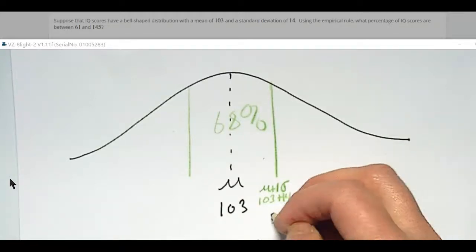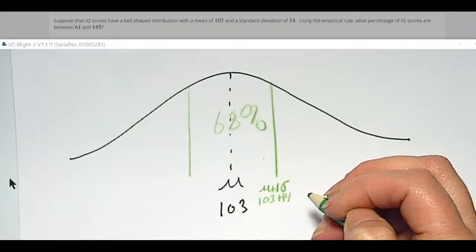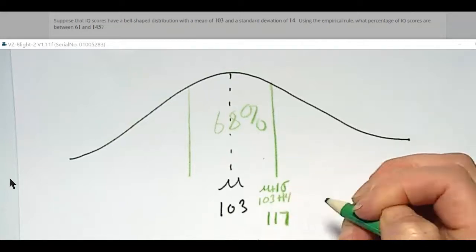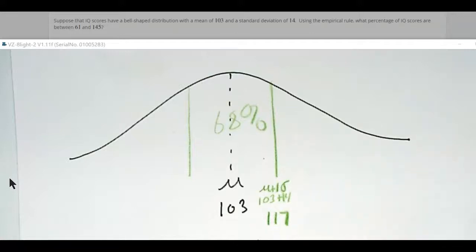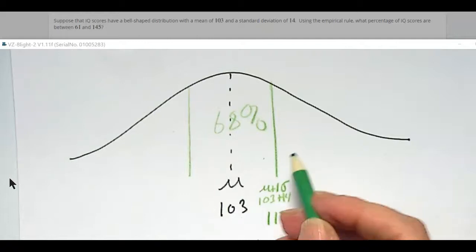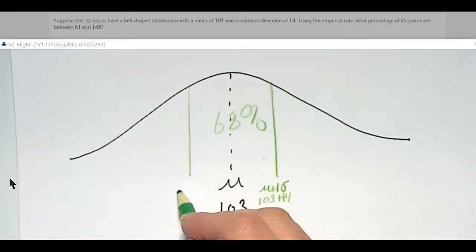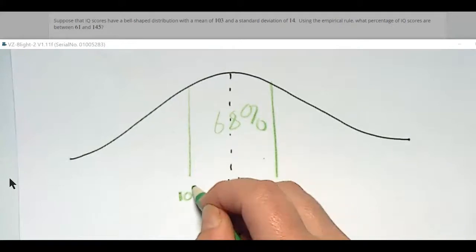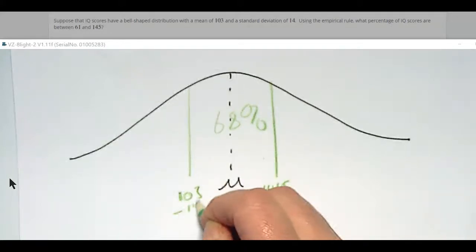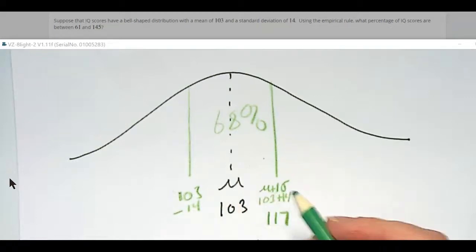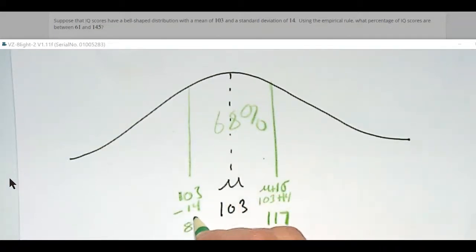Oh my lord. 117. Does that sound right? 117. Yeah. Okay, cool. That whole addition subtraction thing, you've known me long enough to know that that's not where my strength is. So go ahead of me on this one. So then we're going to do 103. This pencil's not that good. Minus 14 to get 89. Yeah? Yeah, 89.